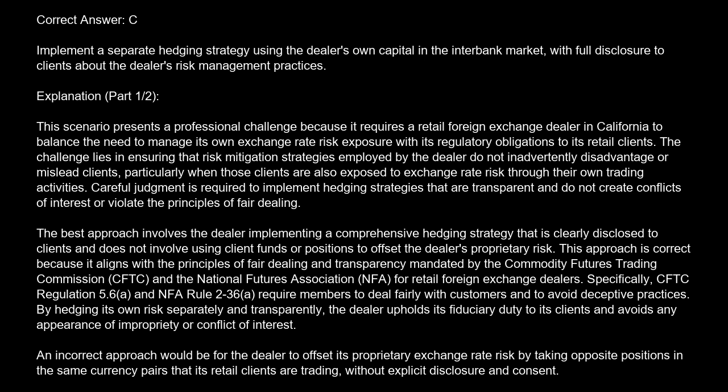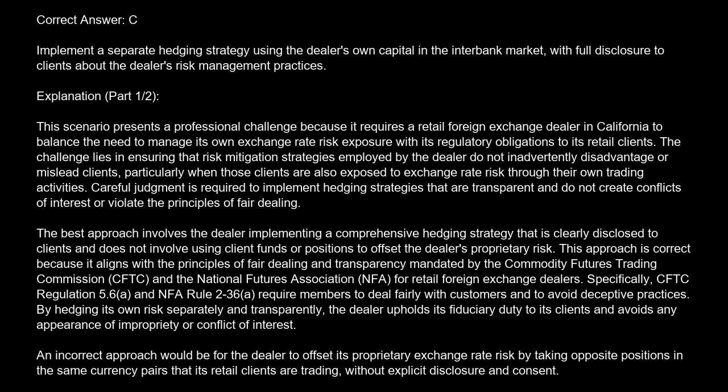The best approach involves the dealer implementing a comprehensive hedging strategy that is clearly disclosed to clients and does not involve using client funds or positions to offset the dealer's proprietary risk. This approach is correct because it aligns with the principles of fair dealing and transparency mandated by the Commodity Futures Trading Commission (CFTC) and the National Futures Association (NFA) for retail foreign exchange dealers.